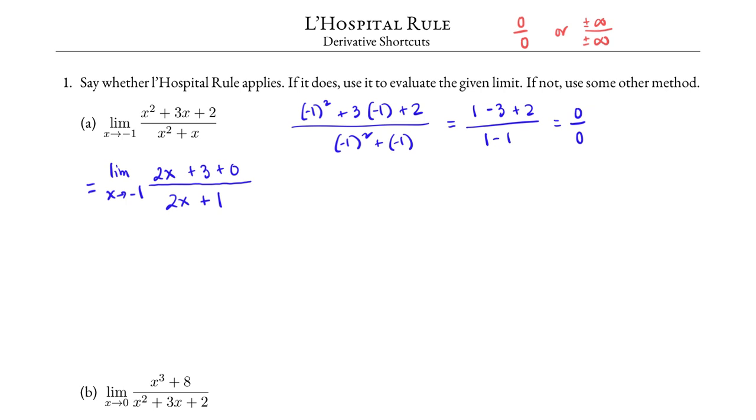If we plugged in -1, 2 times -1 plus 3 over 2 times -1 plus 1. This is 3 minus 2 in the numerator, which is 1, over -2 plus 1, which is -1. It is not in the indeterminate form. We only do that just to be safe.